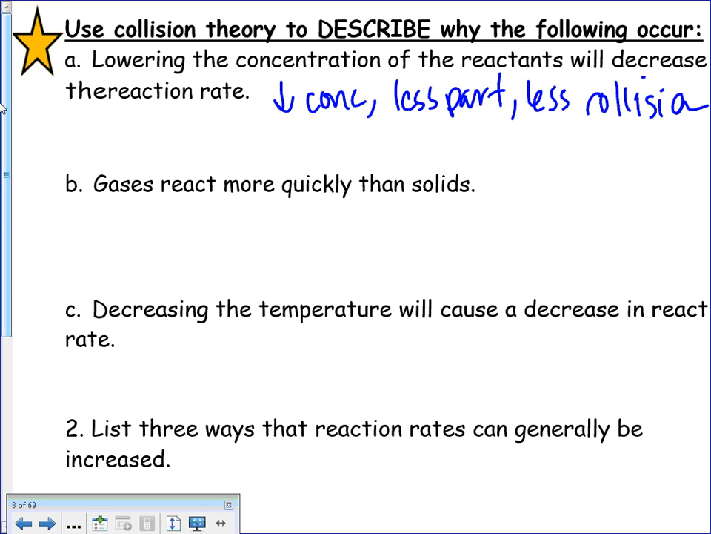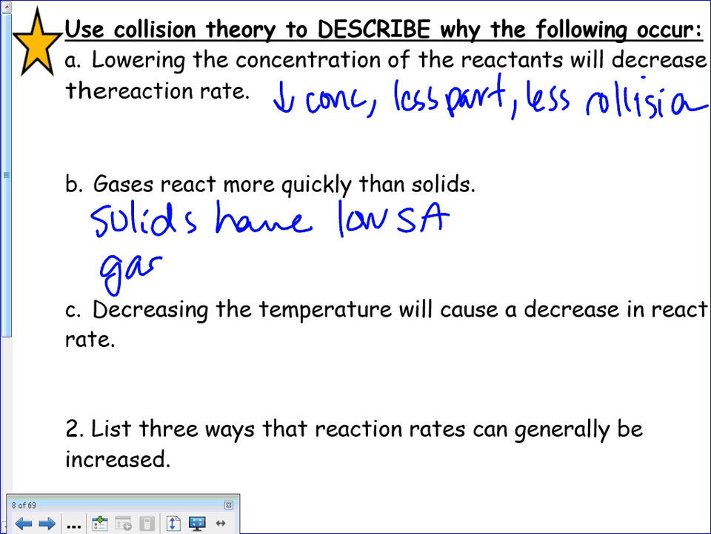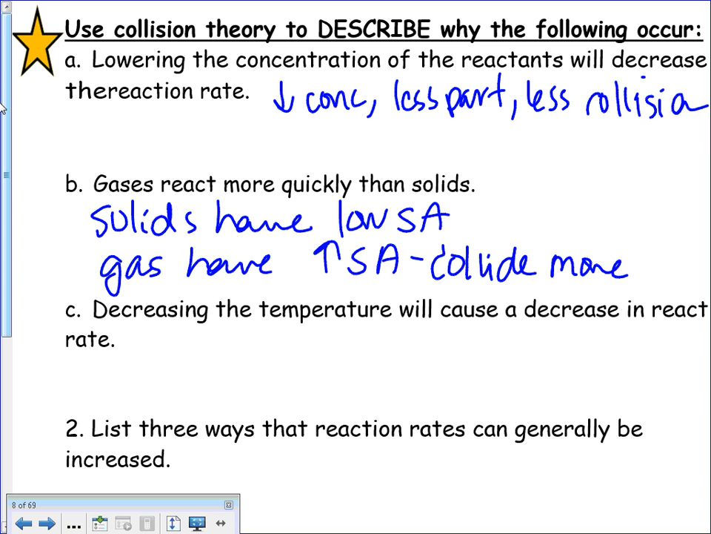Gases react more quickly than solids. We know this is a true statement. Sally, go for it. Okay, so I'm going to say solids have low surface area, whereas gases have greater surface area, and an increase in surface area means you can collide more. Give me one more thing, Matt and Audrey. Gases have higher kinetic energy. Okay, so they're also going to be colliding with probably correct.